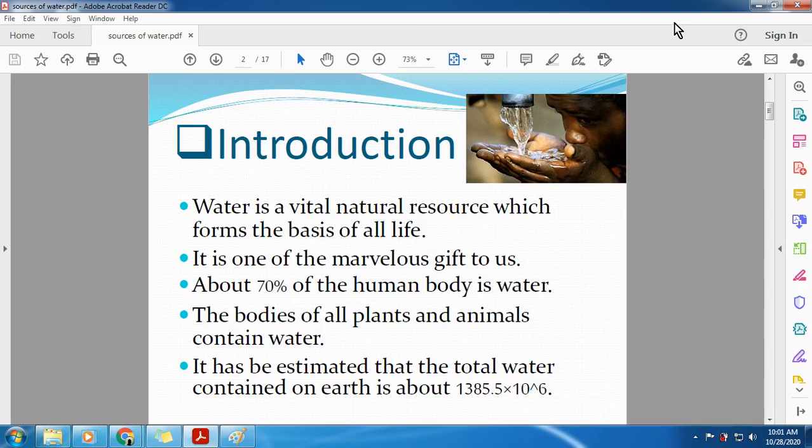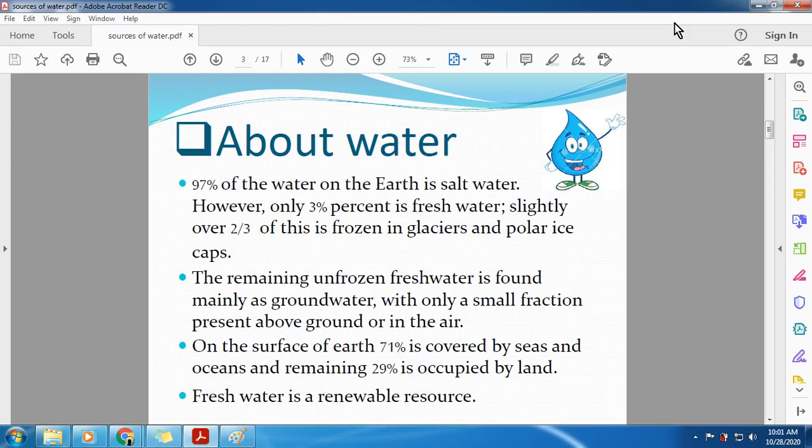It has been estimated that the total water contained on Earth is about 1385.5 times 10 to the power 6. Walay unit si Yash Patel. Murag cubic meter siguro na. That's times 10 to the power 6. That's a lot of water. Okay, 97% of water on the earth is salt water, that we can find in our oceans.